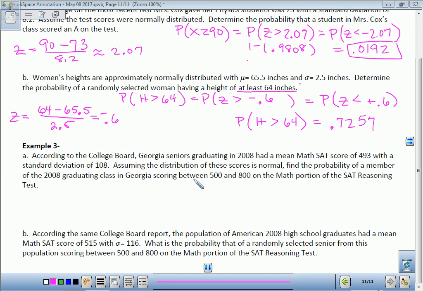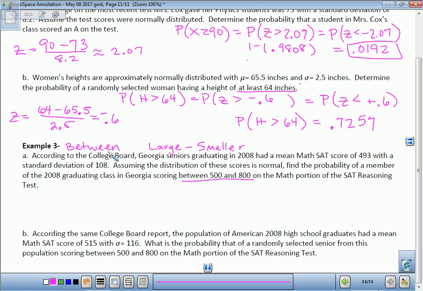Okay, now the last one, number 3. This is where we're doing the between. So remember with the between, you gotta subtract. Now, what we're going to have to do is convert both of these values to z-scores before we can do that larger value minus the smaller.